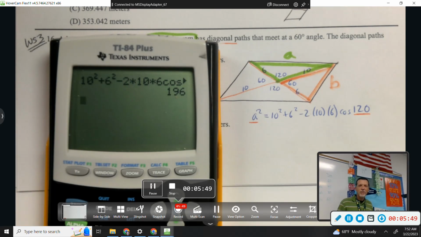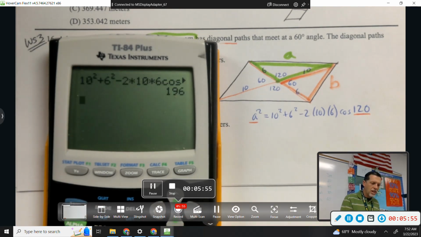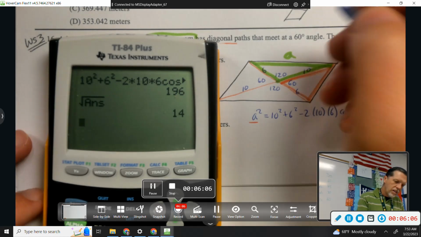10 squared plus 6 squared minus 2, 10, 6, cosine of 120. Better check my radian degree. 196, that seems a little large for the problem. Square root of that, which is a perfect square. So A is 14.